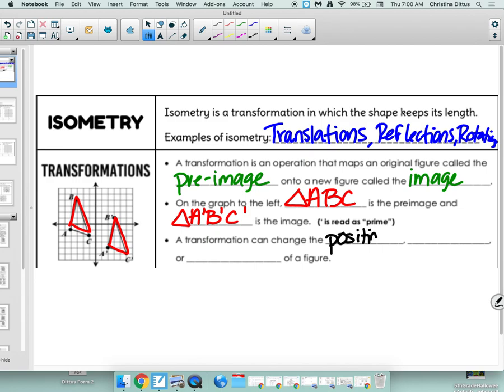A transformation can change the position. That's kind of like our reflection or our translations. It can change the orientation. That's kind of like our reflections. Or it can change the size. That's our dilations.